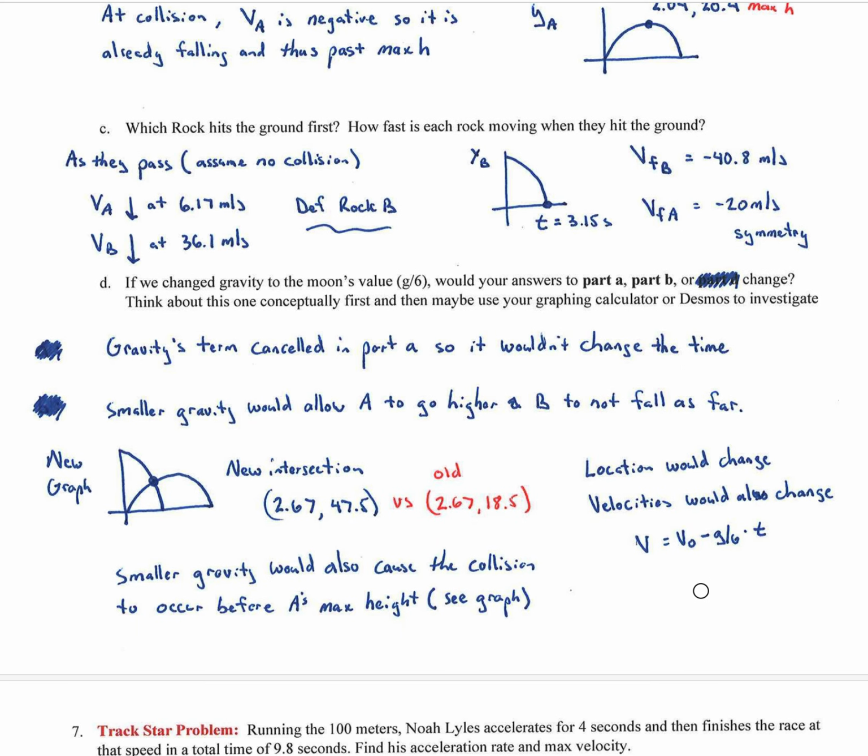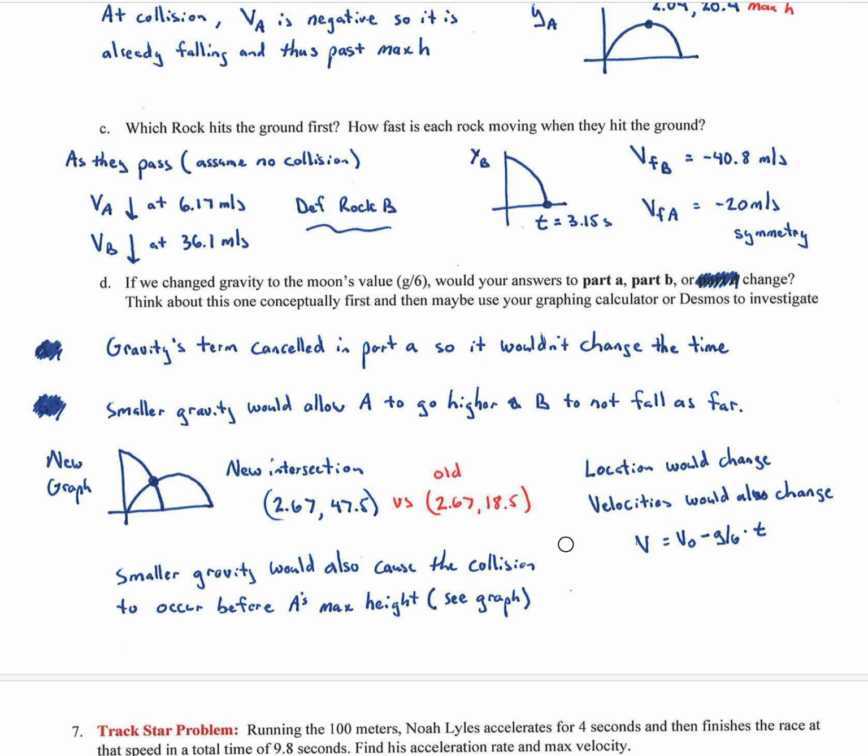I thought this was a fun question. What if I change it to the moon's gravity? And if you didn't know, the moon's gravity is really close to 1/6 of Earth. It just works out that the radius of the moon and the mass of the moon make it really, really close to 1/6 of the gravity we experience on Earth. And so it asks what happens to your answers to part A and part B.